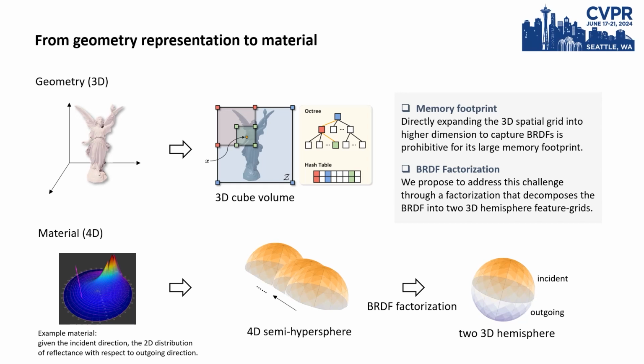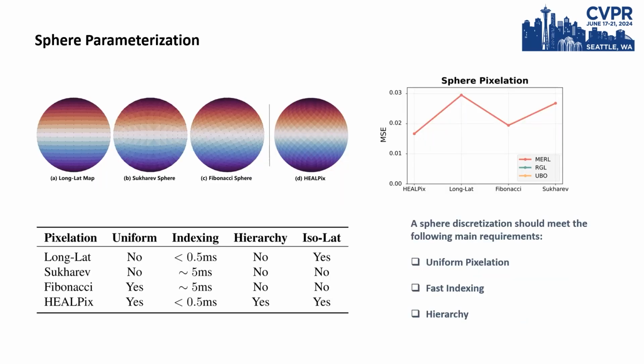However, discretizing the sphere surface is much more complicated than that of a cube volume used in geometry representation, in terms of uniform pixelation and fast pixel indexing, both of which are naturally achieved by the cube volume with regular discretization but pose challenges to the sphere surface. This work identifies the principle of a well-suitable sphere parameterization for BRDF representation, and experiments with several choices.